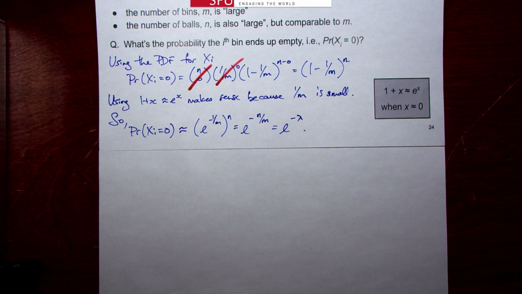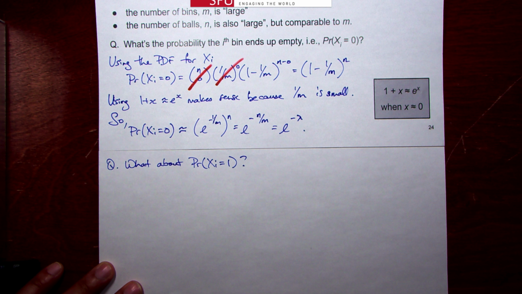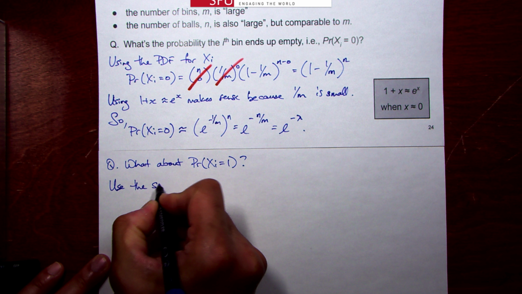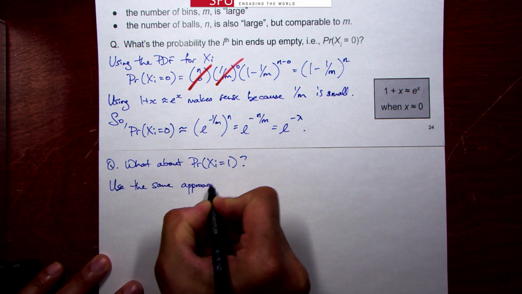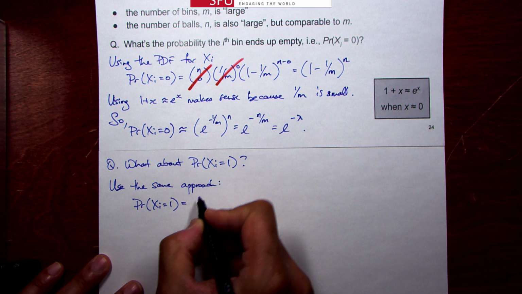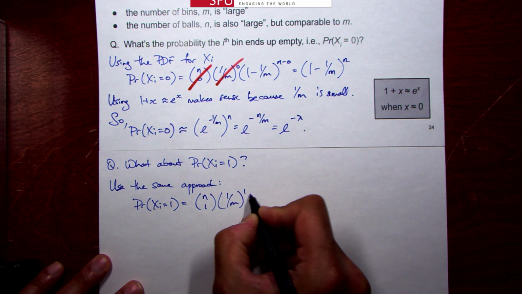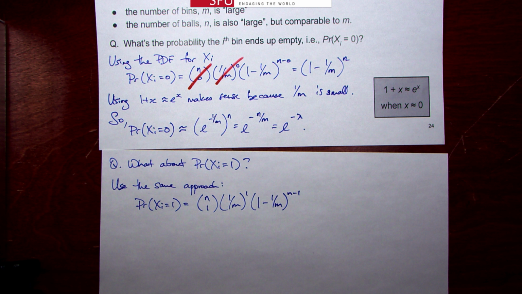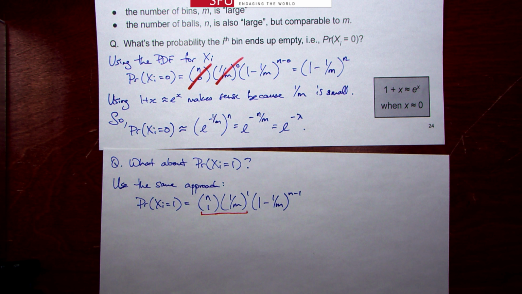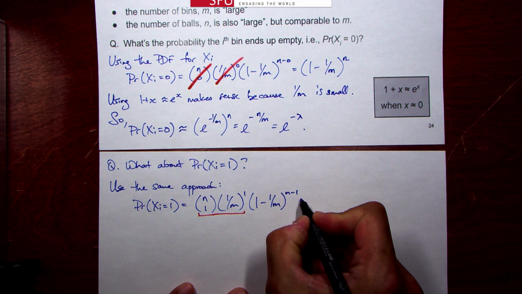So what about the ith bin having exactly one thing in it? Well, we're going to do the same sort of thing. The probability that x i is equal to 1 is going to be n choose 1 this time, 1 over m to the 1 this time, and 1 minus 1 over m to the n minus 1. So let's collect some things together that are nice. First of all, this is n, and we can multiply that by 1 over m. We get n over m, which is a really nice quantity. That's lambda again. We'll do that substitution in a moment, but we'll just collect them together, n over m.